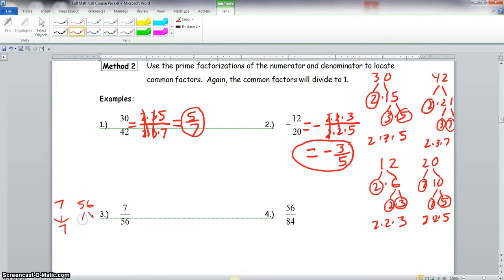And now we take the prime factorization of 56. We know we had 2 times 28. 2 is prime, 28 is not. 28 breaks down to 2 times 14. And 14 breaks down to 2 times 7.